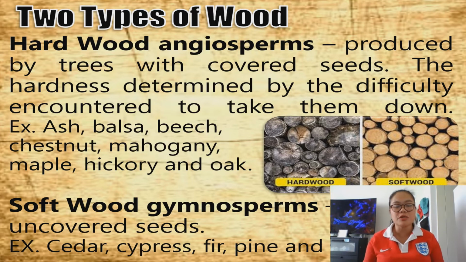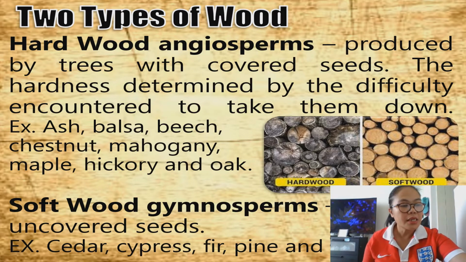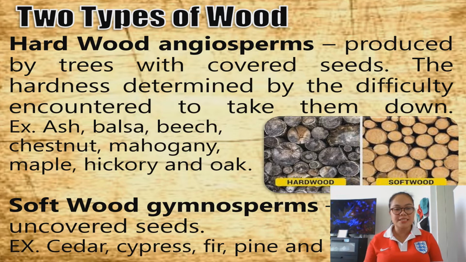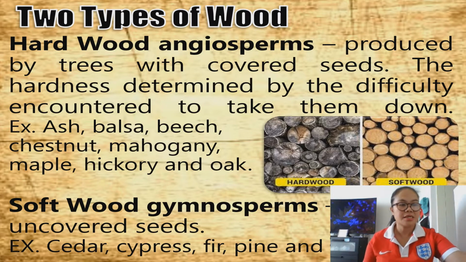Angiosperms are produced by trees with covered seeds. The hardness is determined by the difficulty encountered in taking them down. Examples of hardwoods are ash, balsa, beech, chestnut, mahogany, maple, hickory, and oak. Softwood gymnosperms have uncovered seeds. Examples of softwood are cedar, cypress, fir, and hemlock.